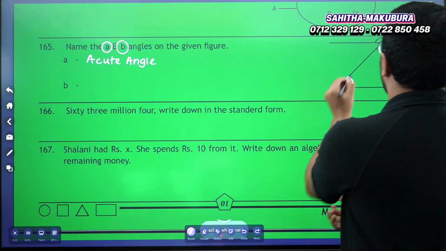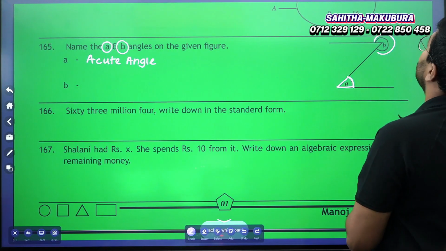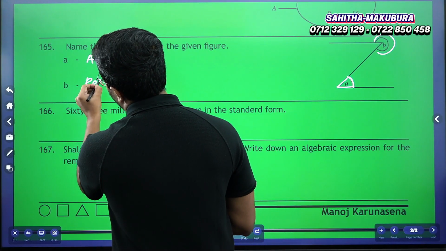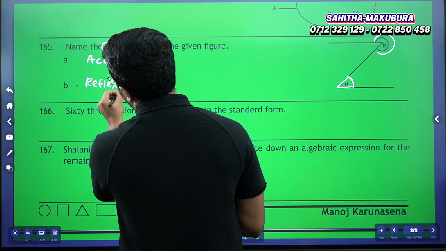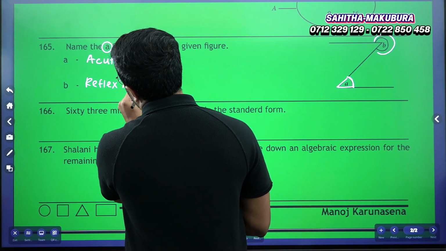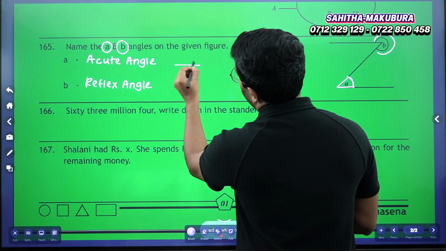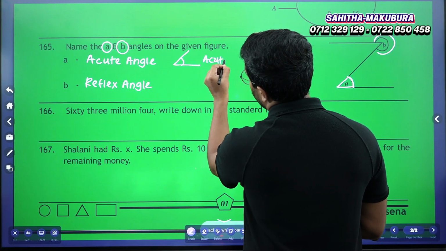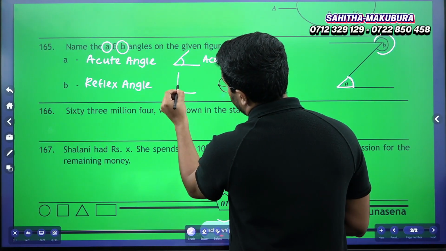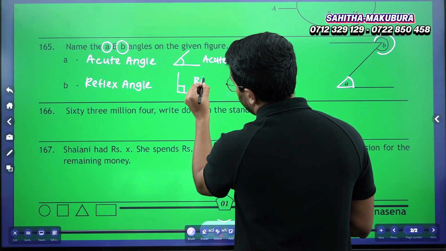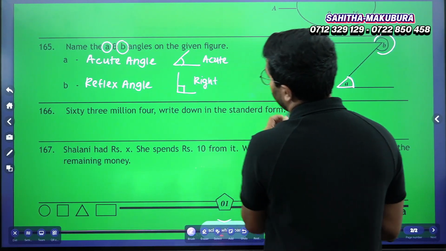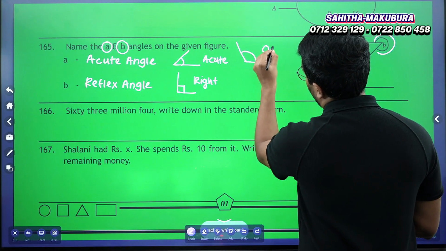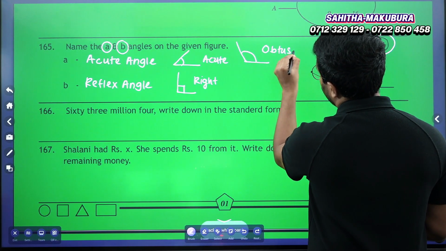B, what kind of an angle is this? B is a reflex angle. We are calling it a reflex angle. Right? So this kind of angle we call an acute angle. The next one is the right angle. This shape is called a right angle. If you have an angle of this particular shape, this is called an obtuse angle.